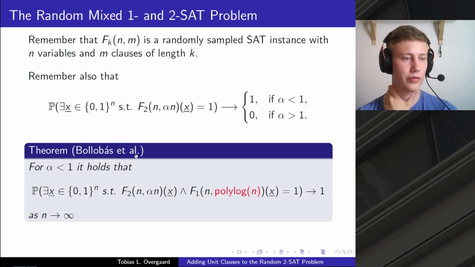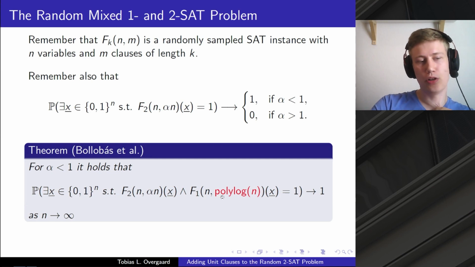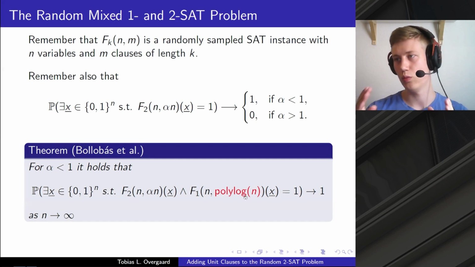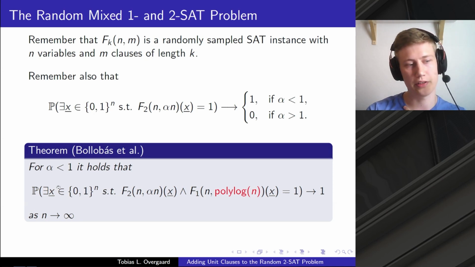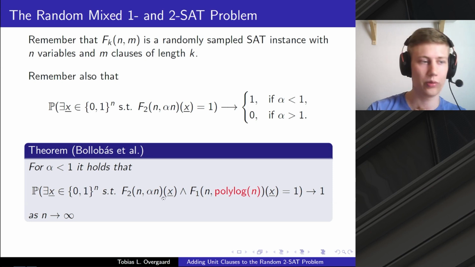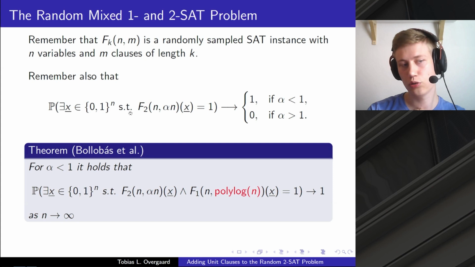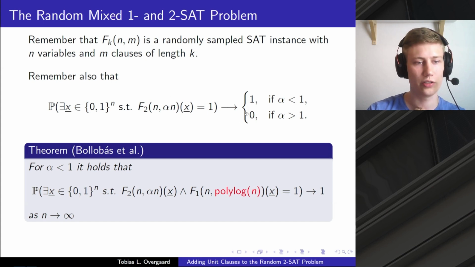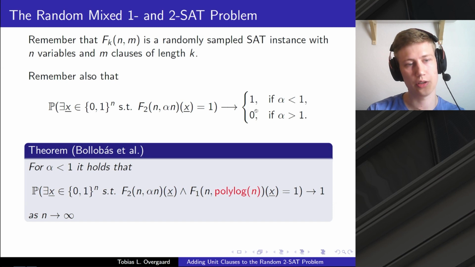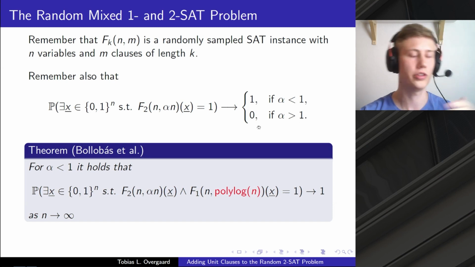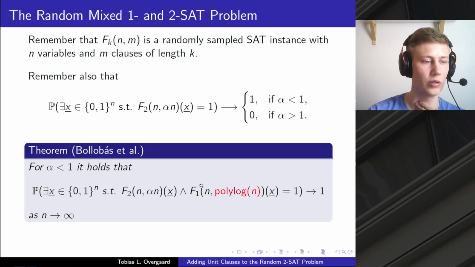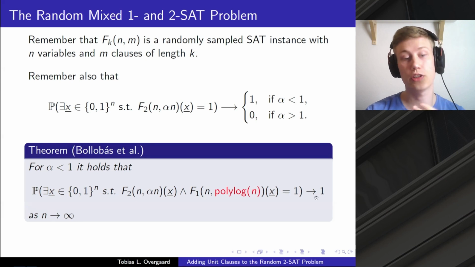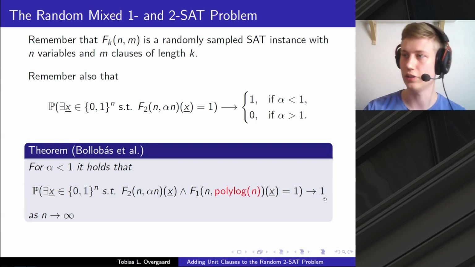Well, a theorem here from Bollobás and a bunch of other authors states that if I add any polynomial in the logarithm of n 1 clauses, then this asymptotic probability of being satisfiable is unchanged. Because we see here the probability for just the pure 2 formula to be satisfied is 1 if alpha is smaller than 1, 0 if alpha is larger than 1. So of course it will remain 0 if I add more clauses. But if I only add this many 1 clauses or unit clauses, then for alpha smaller than 1, it will still be with high probability a satisfiable formula.